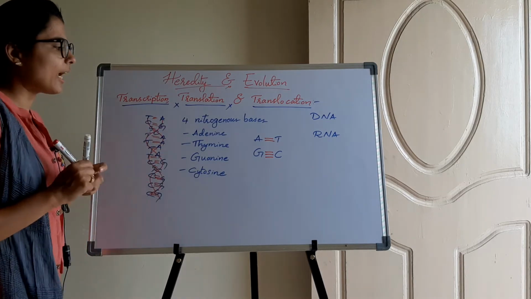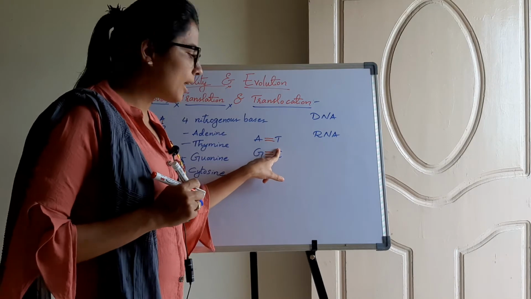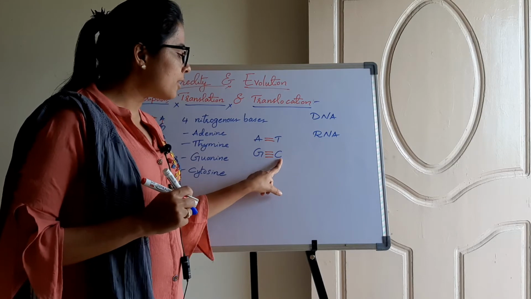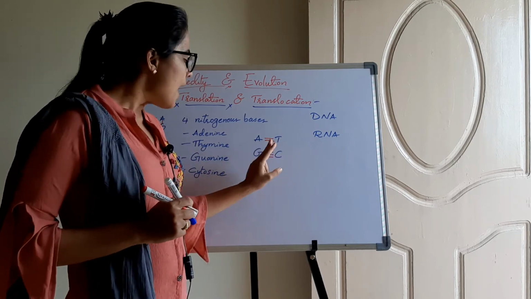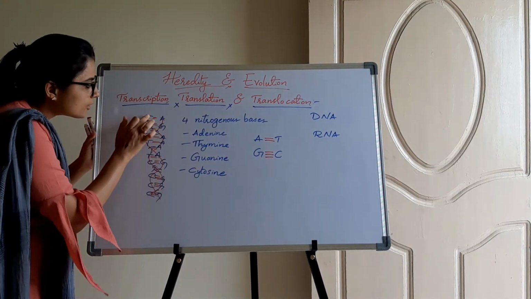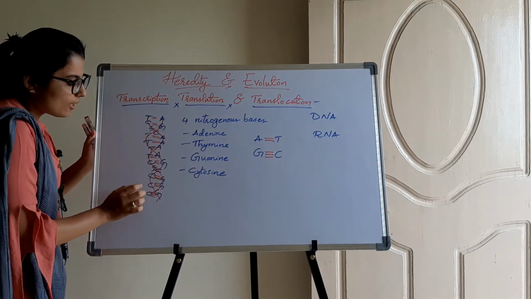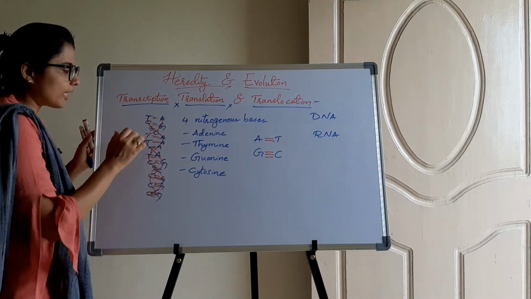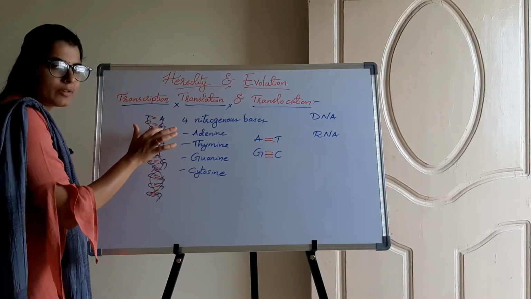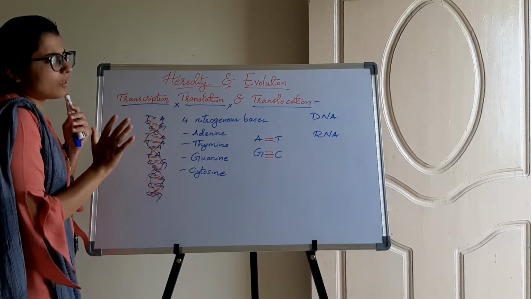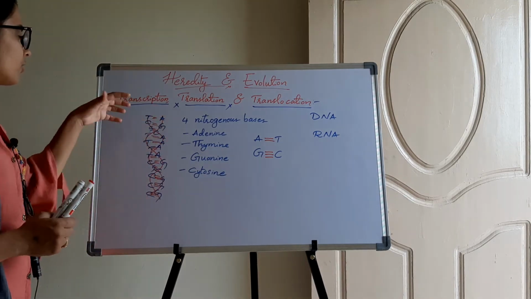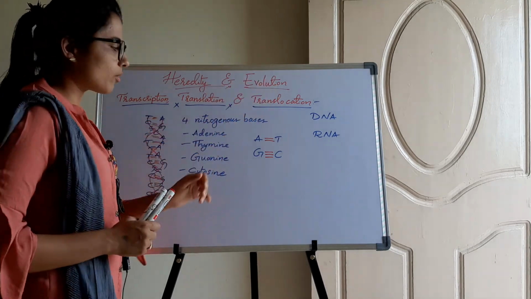So here you have to understand adenine will always pair with the thymine and guanine will always pair with the cytosine. If it is one strand of the DNA, the other strand of the DNA will be complementary to the base pairs on one strand. Like thymine, if it is present, it will always pair with adenine. Cytosine will always pair with the guanine. So this is the basic DNA structure as of now, which is required to study transcription, translation and translocation.